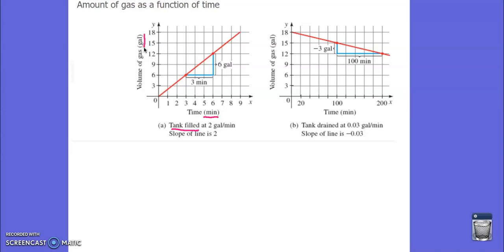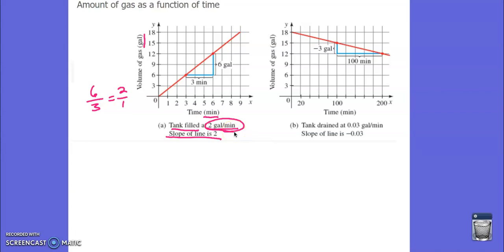So we've got rise over run. You can see that the slope is 2 gallons a minute. So 6 over 3 reduces to 2 over 1, so 2 gallons per minute. The slope of the line is 2, so the rate of change, the rate and the slope, are the same: 2 gallons per minute.